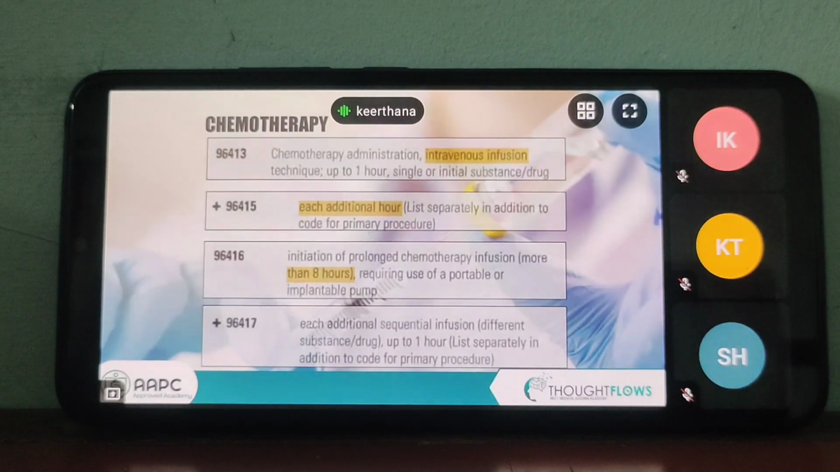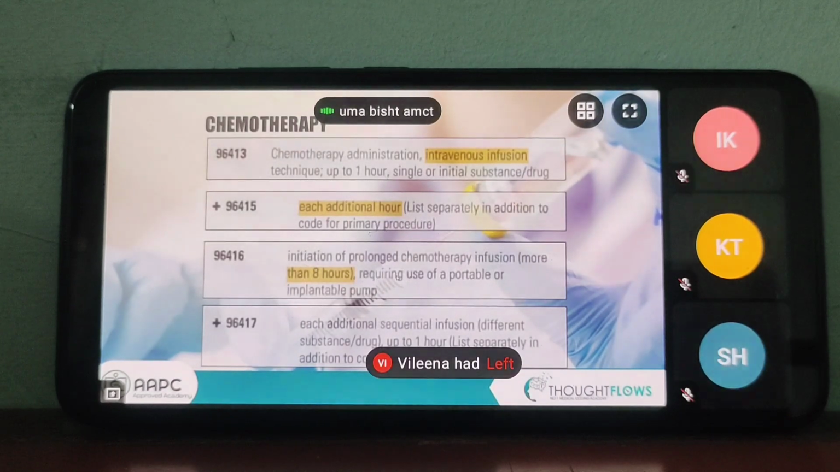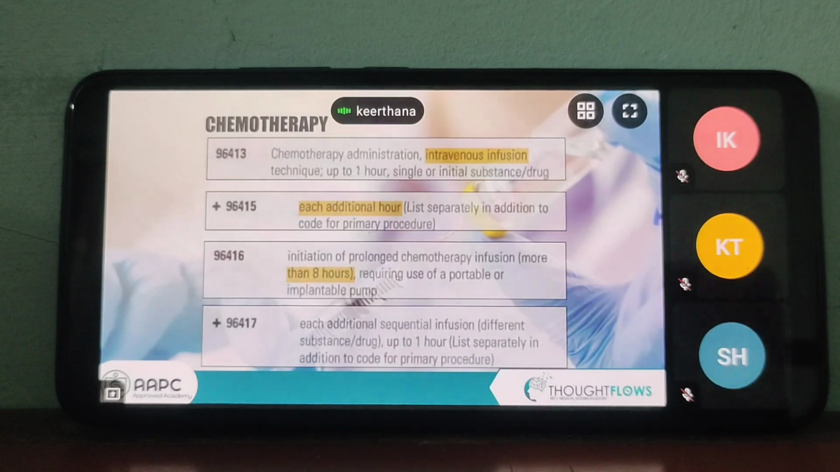So as I have said, it is a chemotherapy infusion, so it comes under the code of 416 as well as 417. You can see here, initiation of prolonged chemotherapy infusion. So what is the time I have given for drug A? 10 hours, right? So the code will be 416. If it goes more than 8 hours, you can pick the code of 416.